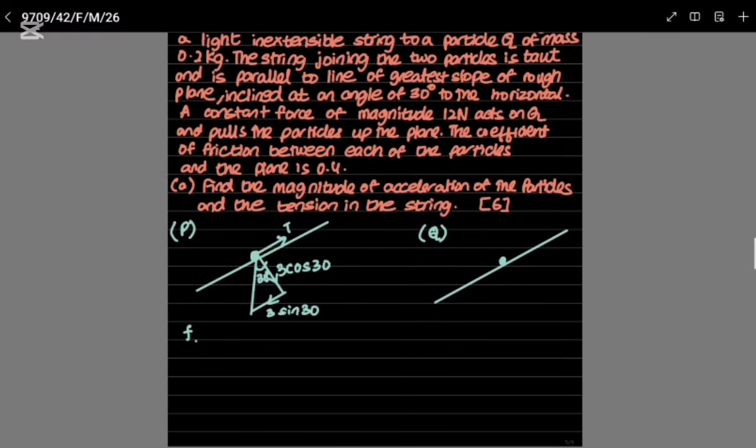Now friction P is equal to mu times RP. Now 0.4 times, what is going to be R? The normal reaction force. So R is nothing but equal to the vertical component of the weight, which is 3 cos 30. Let me put this into my calculator. 3 cos 30 times 0.4 gives you 3 root 3 over 5.